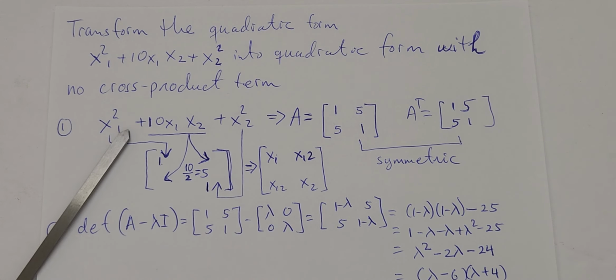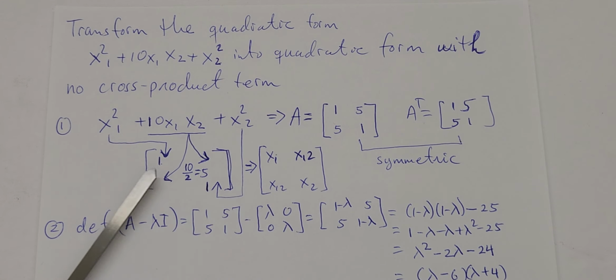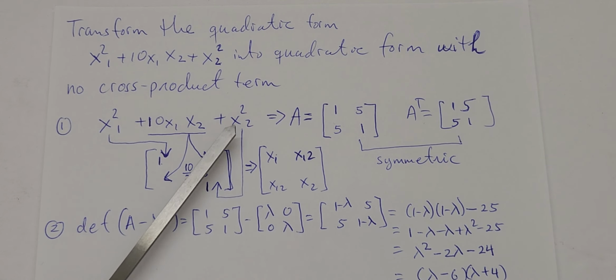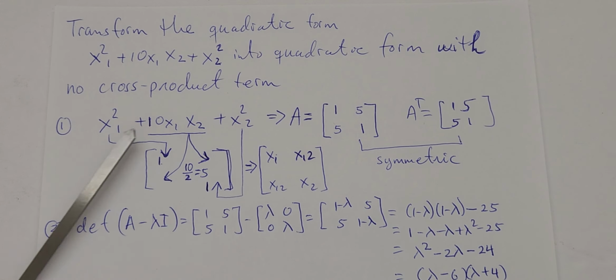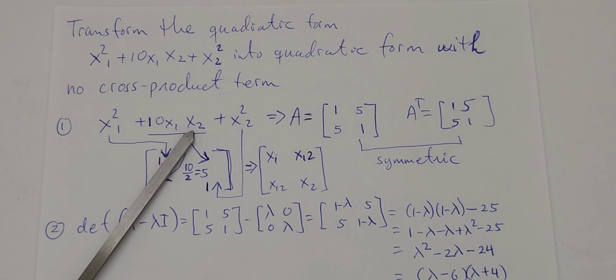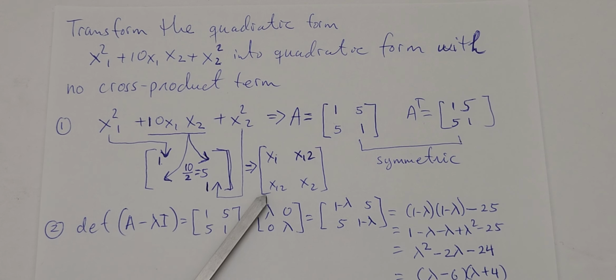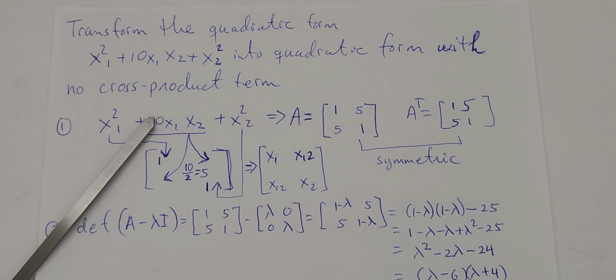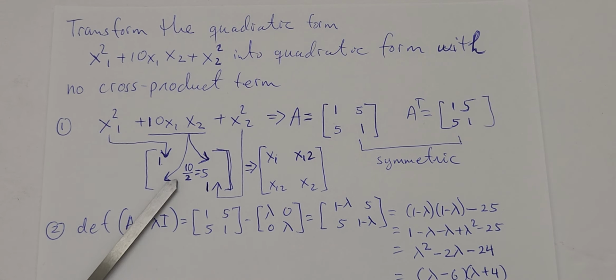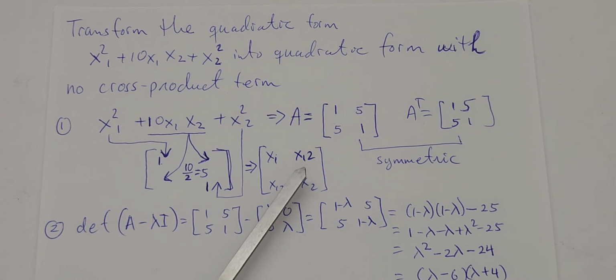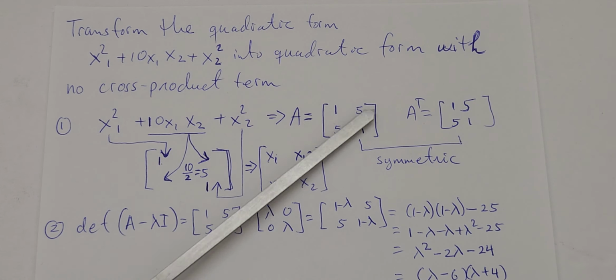So x1 squared will be a 1, okay? x2 squared will be a 1 because the coefficient is 1. However, for x1x2, there are two spots. Since there are two spots, we're going to divide it by 2. So 10 divided by 2 gives me 5. So you will put 5 here and 5 here. So that is our matrix 2 by 2.